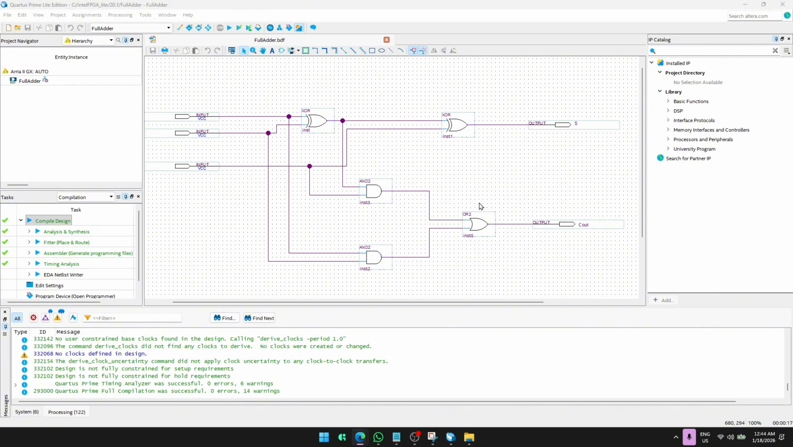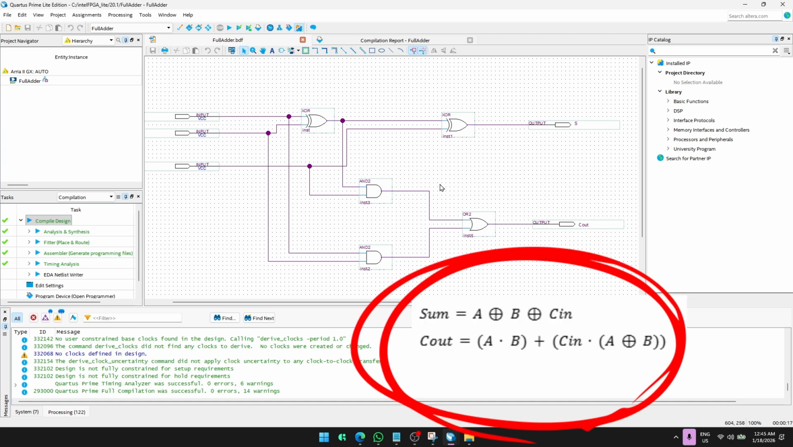Now, I'm demonstrating a full adder circuit. This circuit takes 3 binary inputs, A, B, and carry in, C in, and calculates the sum S and carry out, C out. Looking at the schematic, the logic is split into two parts. The sum is generated by two cascaded XOR gates representing the equation A XOR B XOR C in. The carry out uses two AND gates and an OR gate to detect if at least two inputs are high, following the logic AB plus C in times A XOR B.